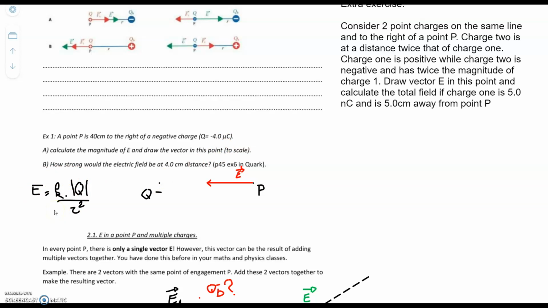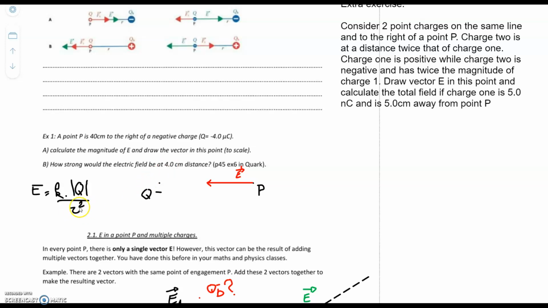I do want some of these exercises, once they're done, to be sent to me at the end of the day. Now, the second question is, how strong would the electric field be at 4.0 centimeters distance? Meaning, if you make the distance 10 times smaller in this case, you would end up somewhere here-ish. What will be the consequence of this one? Well, the numerical values don't change all that much. The only thing you're doing is you're making your distance 10 times smaller.